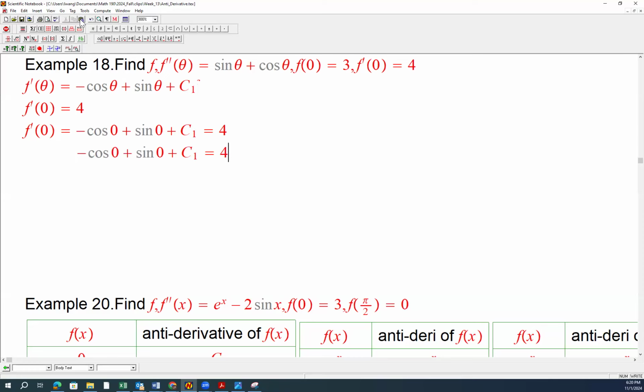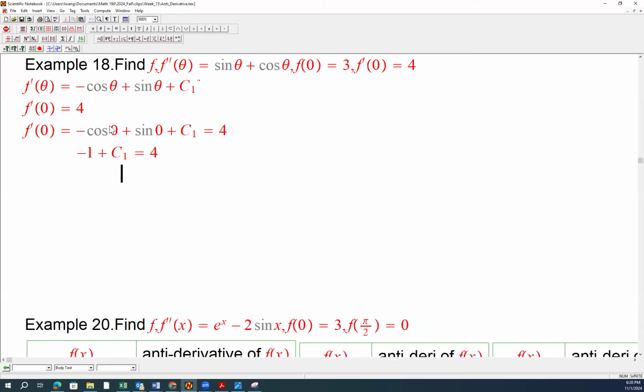Okay, so we got this equation here, and cosine 0 is 1, so this is negative 1. Sine 0 is 0. So we got negative 1 plus C sub 1 equals 4. And in the end, C sub 1 equals 5. So by this time, we got the first order derivative: this function, negative cosine theta plus sine theta plus 5.